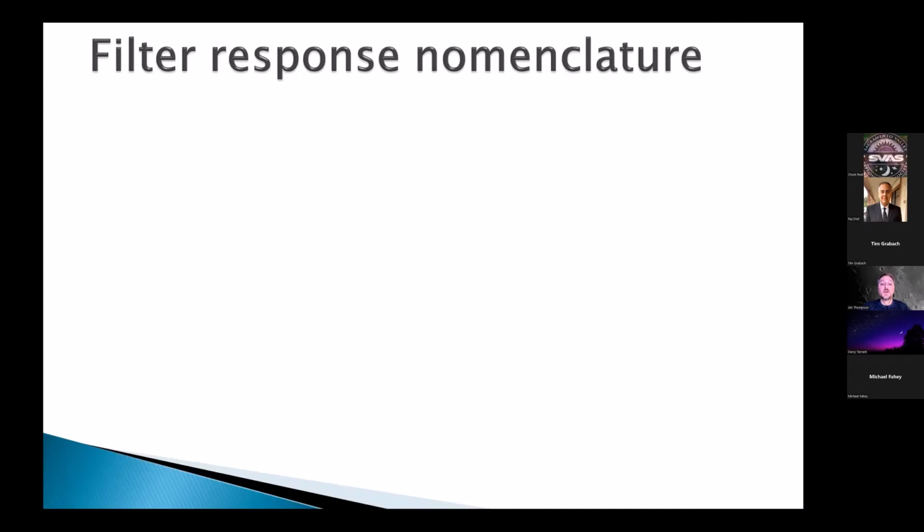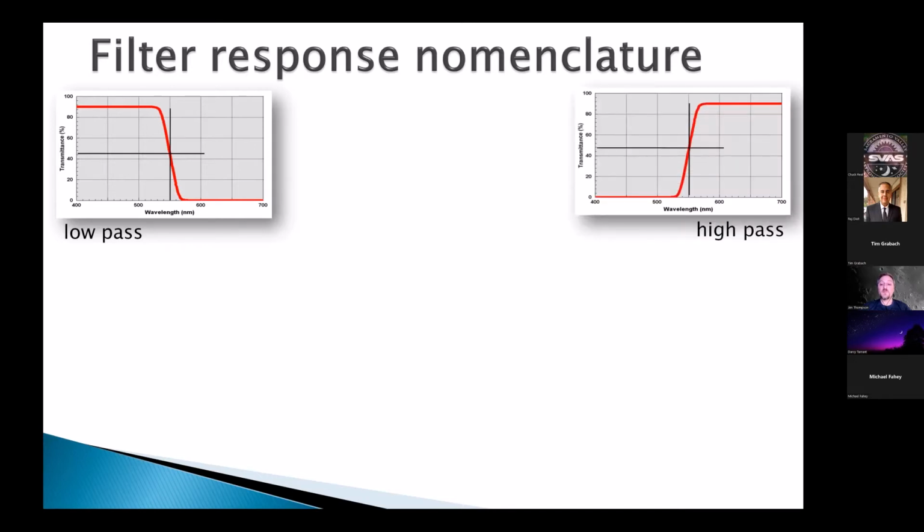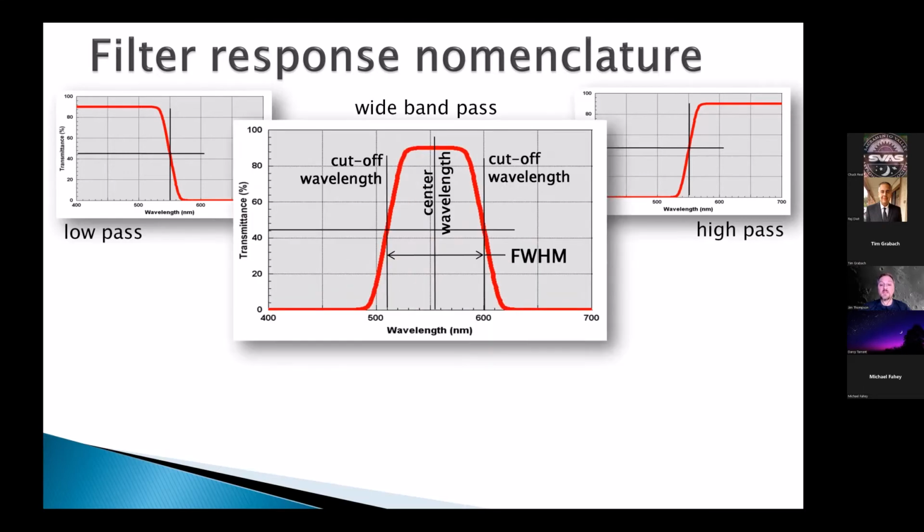The next item I'd like to go over is some basic filter nomenclature. This filter spectrum plot is for something called a low pass filter. All the light at wavelengths below the cutoff are passed, and all those above are blocked. The opposite of this filter is a high pass, where all wavelengths above the cutoff are passed and those below are blocked. If we combine these two spectrums together, we get a bandpass filter.